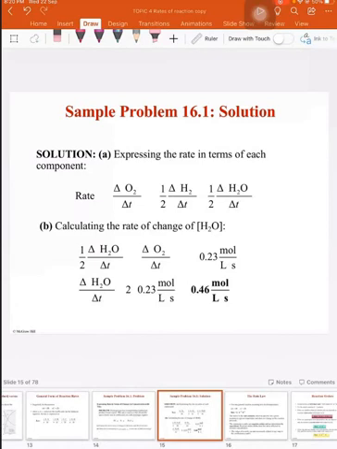Focus on both reactant and product concentration. We look at the rate of disappearance of reactant and also the rate of appearance of products. Do you remember that part that we discussed on Saturday? Do you remember? Okay?